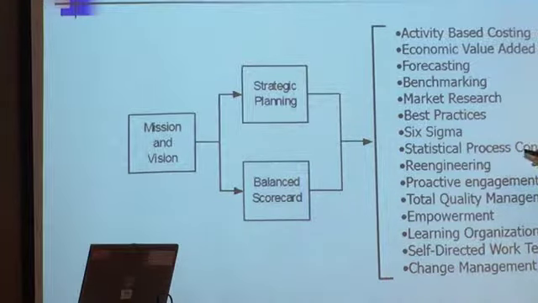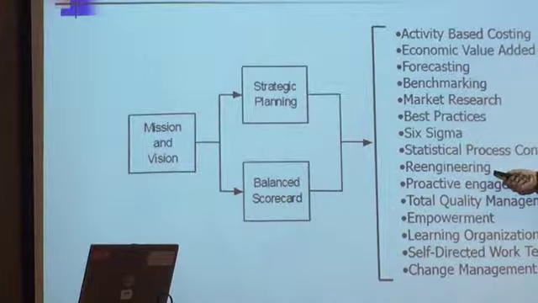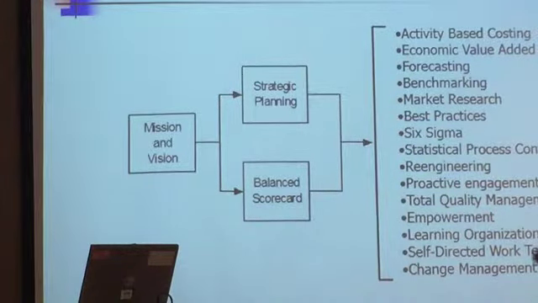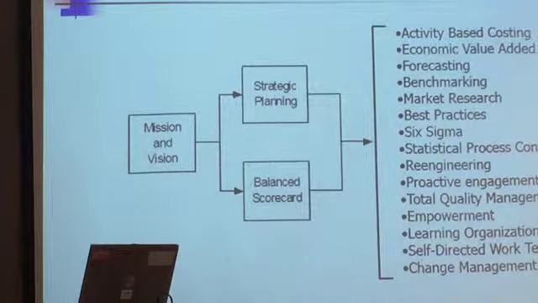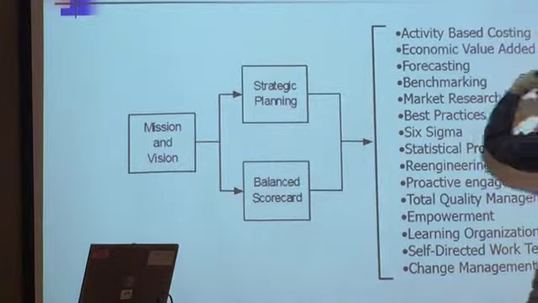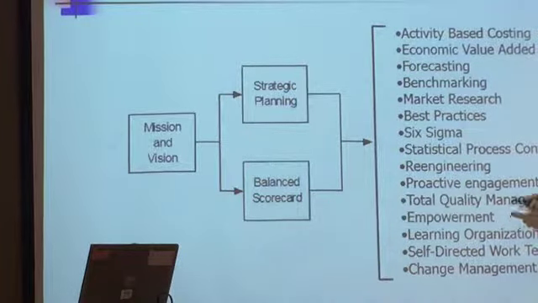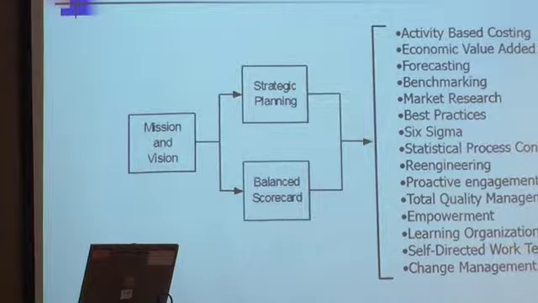Strategy process, statistical process control, re-engineering. See, at one point, everybody said, I am re-engineering myself. We are re-engineering this manufacturing process. Proactive engagement, total TQM, total quality management. Well, the idea was similar, but they say total quality management empowerment. See, nowadays, every motivational speaker talks about empowerment, right?